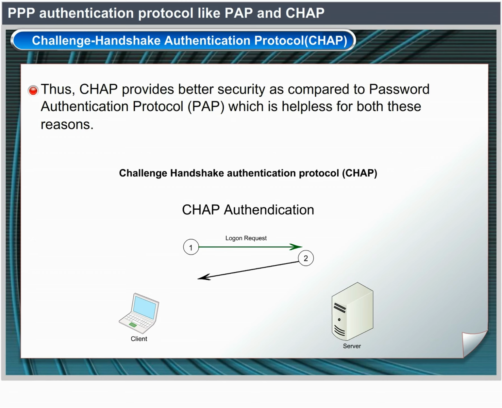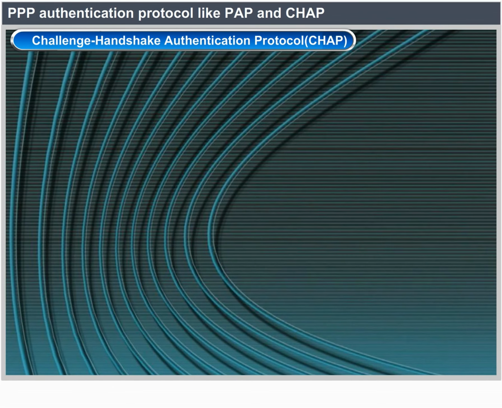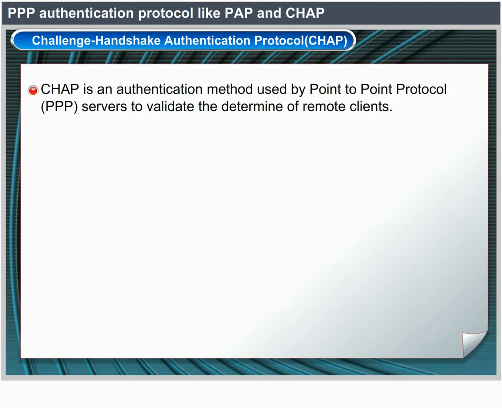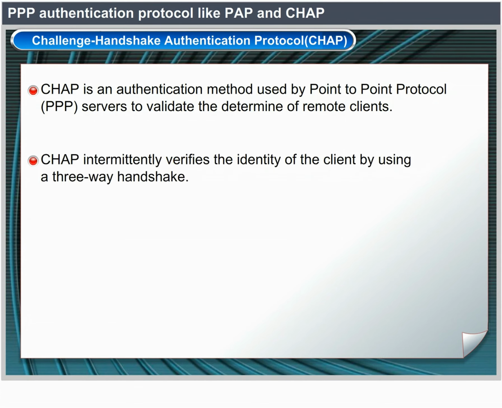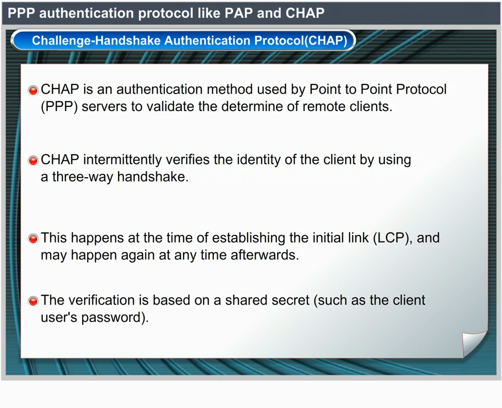The MS-CHAP variant does not require either peer to know the plain text and does not transmit it, but has been broken. CHAP is an authentication scheme used by point-to-point protocol or PPP servers to validate the identity of remote clients. CHAP periodically verifies the identity of the client by using a three-way handshake. This happens at the time of establishing the initial link, that is LCP, and may happen again at any time afterwards. The verification is based on a shared secret, such as the client user's password.